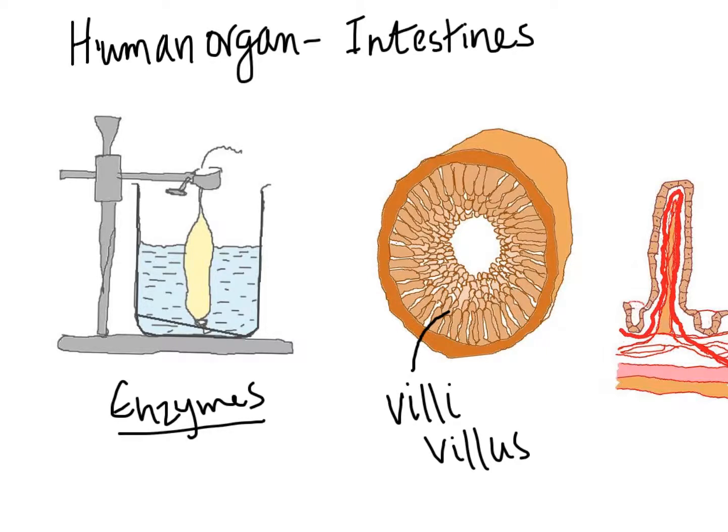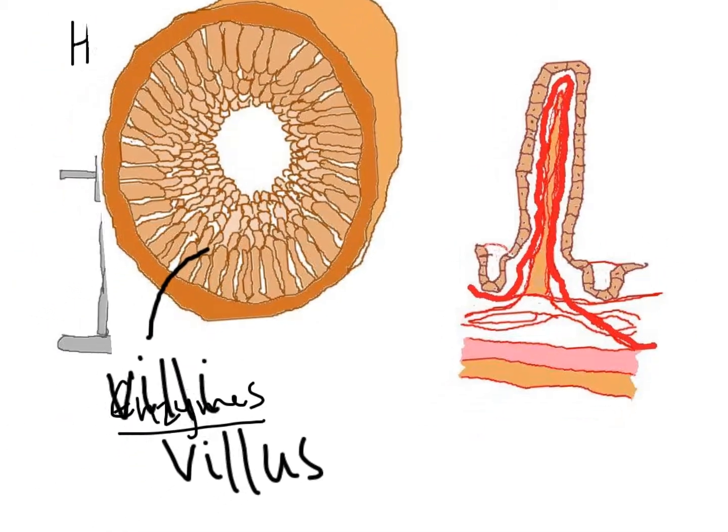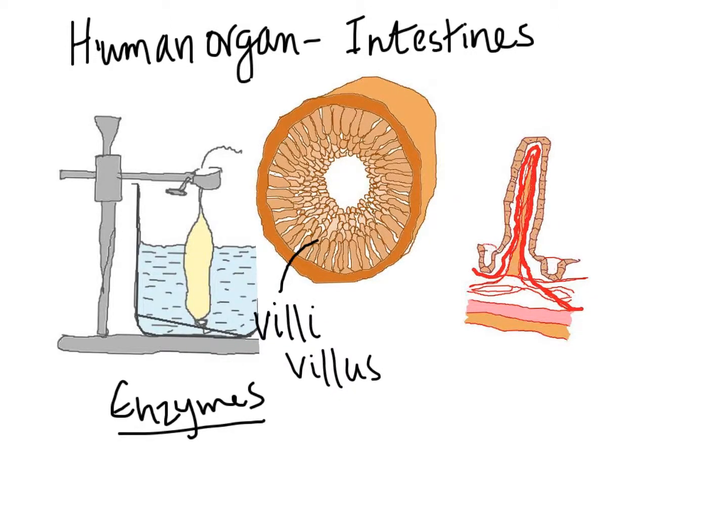Okay, so how else is it adapted? One is surface area, and the second one, if you look at each individual villus, here is one made to look bigger. So what you have here is one of these villi. Okay, so what does that look like? You can see the villus itself is very thin. Can you see that there? It's made of a one cell thick wall. Okay, so the wall is made up of one cell layer.